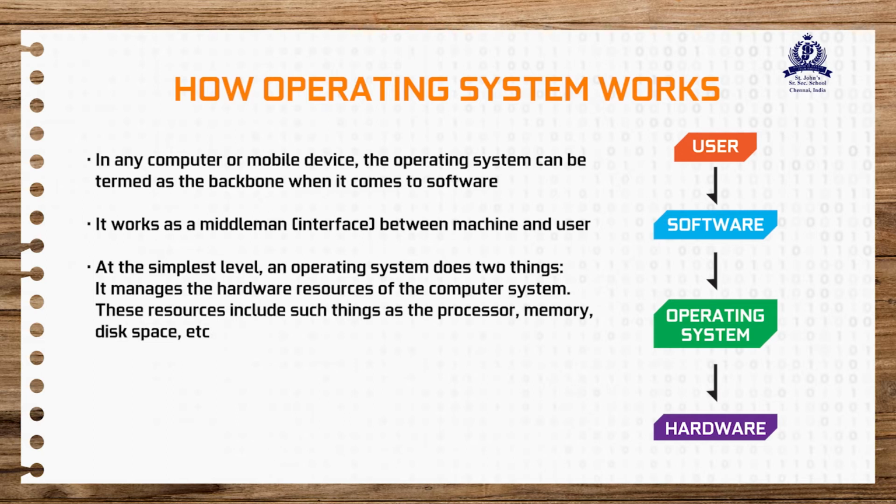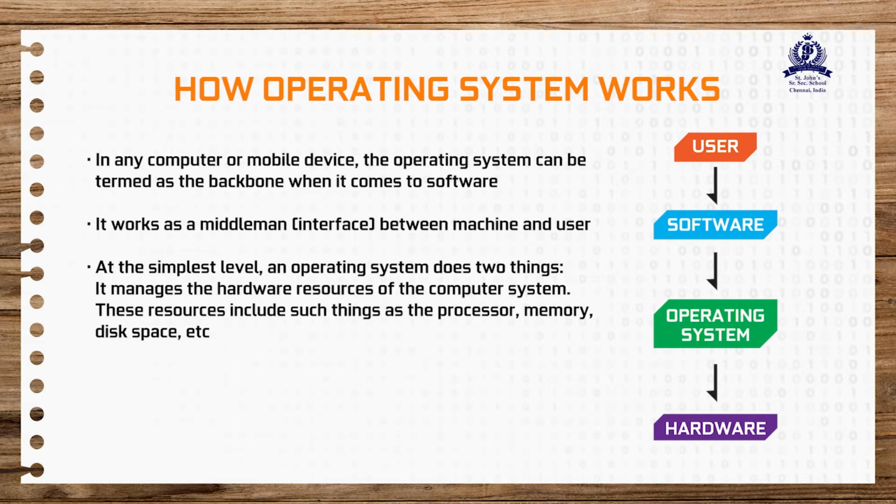So the operating system is the backbone of the entire computer system or smartphone. Whenever it comes to software, that software acts through the operating system only. So it is an interface. This operating system is an interface between the machine and the user. So this is a user and this is a machine, the computer. For any connection between the user and the computer, the operating system is the interface of both.